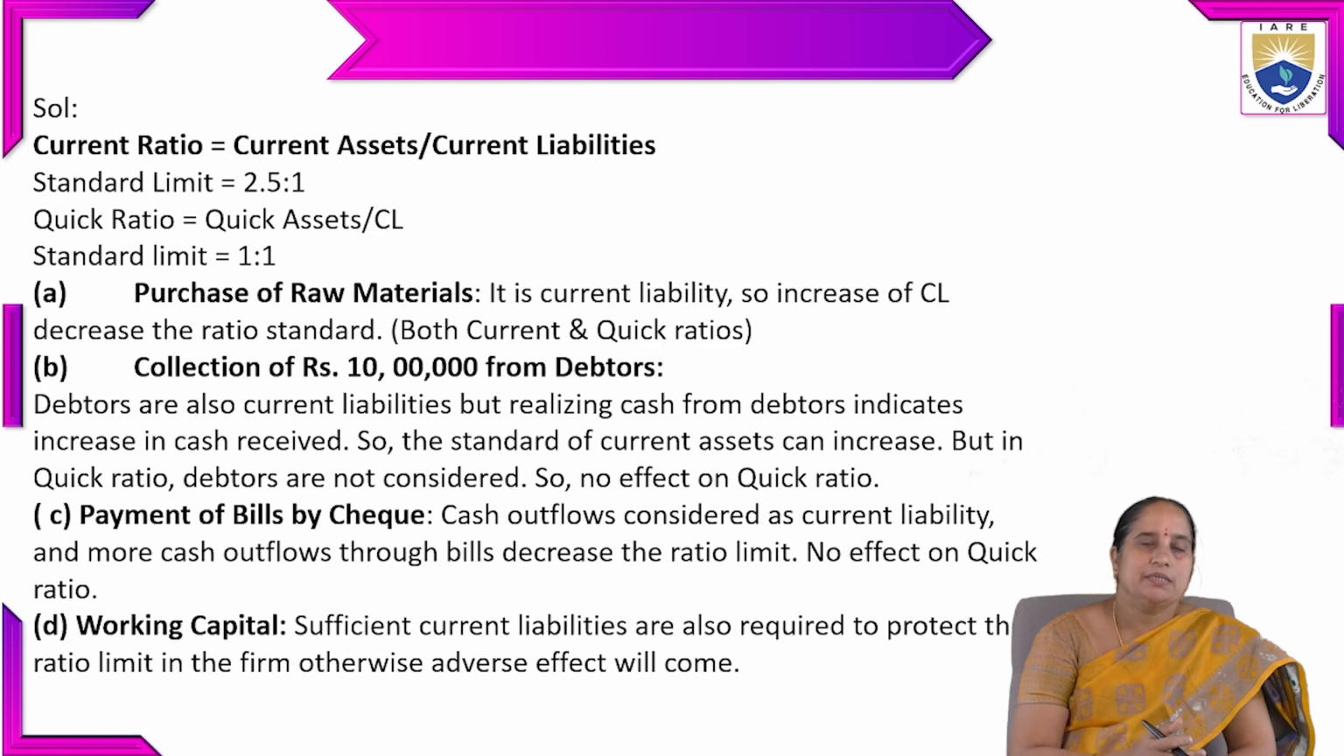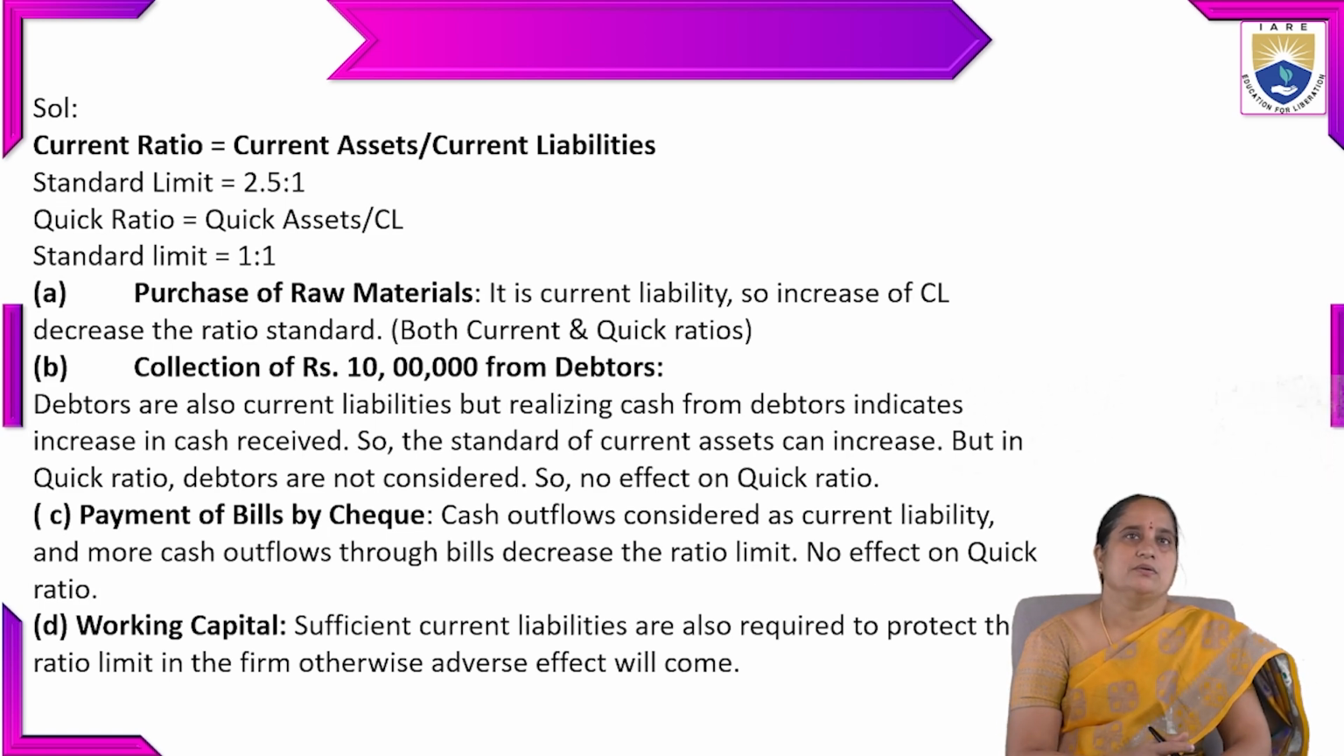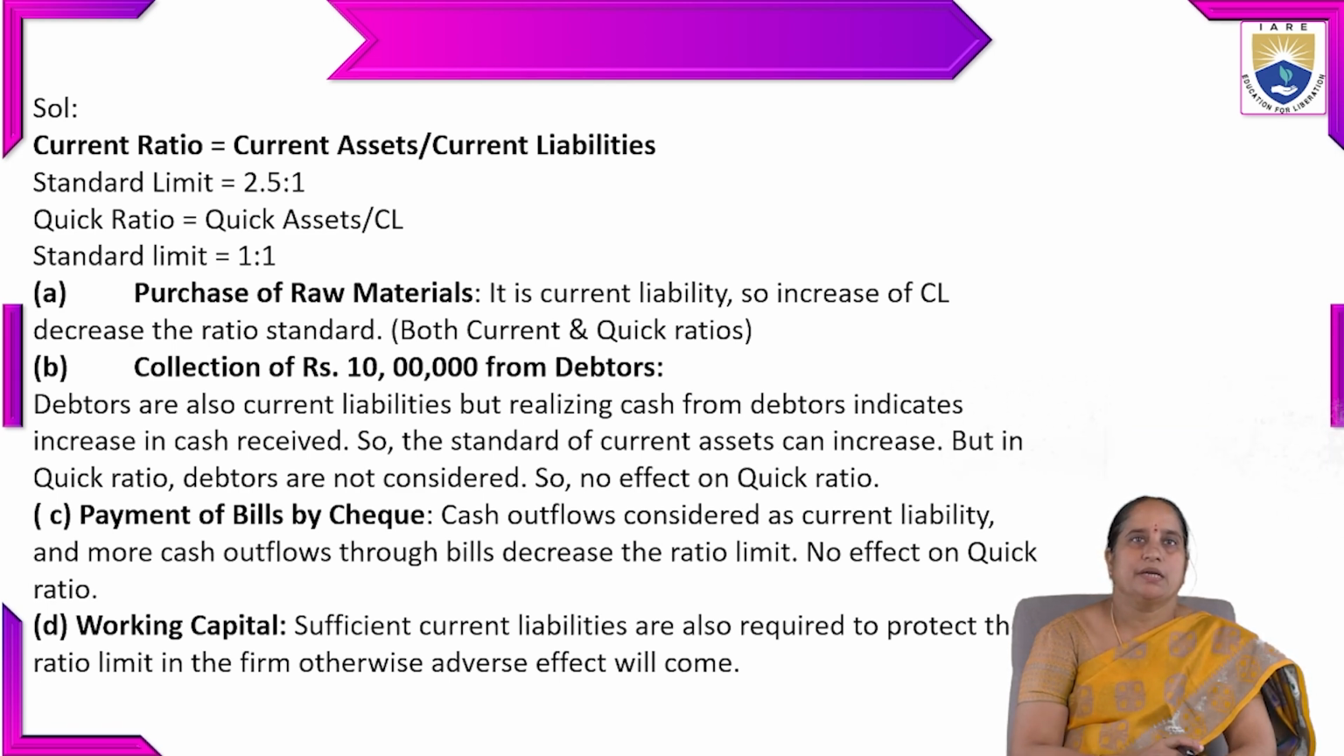So if we analyze based on the given data, as we know, current ratio is equal to current assets by current liabilities. The standard limit is 2.5 is to 1. And quick ratio is quick assets by current liabilities, and the standard limit is 1 is to 1.